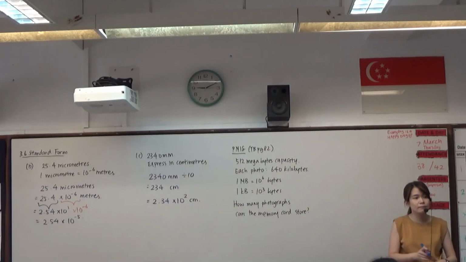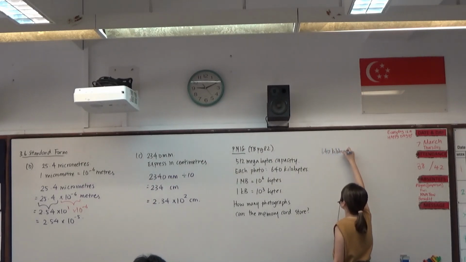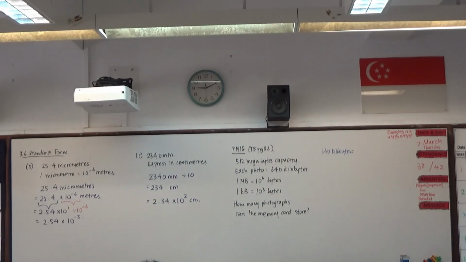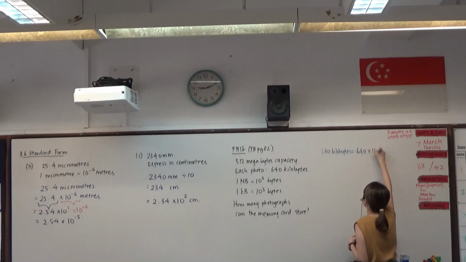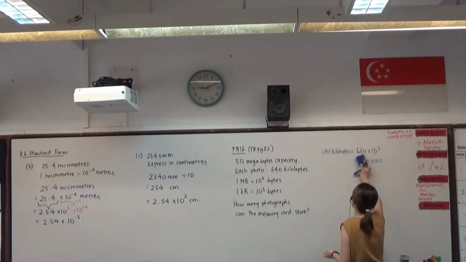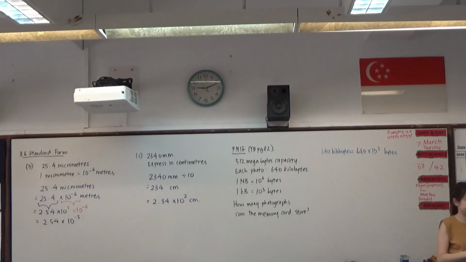Each photo is 640 kilobytes. Convert it into bytes first. So how would I convert 640 kilobytes into bytes? That's about times 10 to the power 3. If you want it, you can write it in full, but I don't see it necessary. You can just leave it this way first.